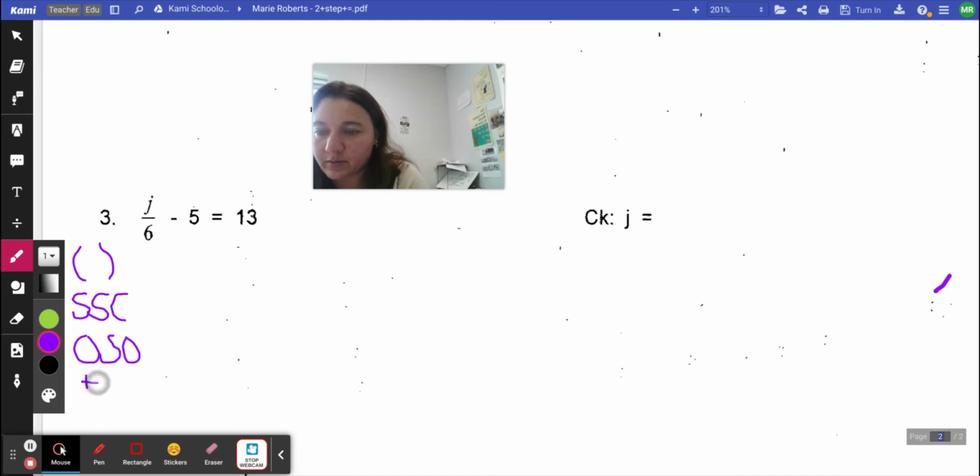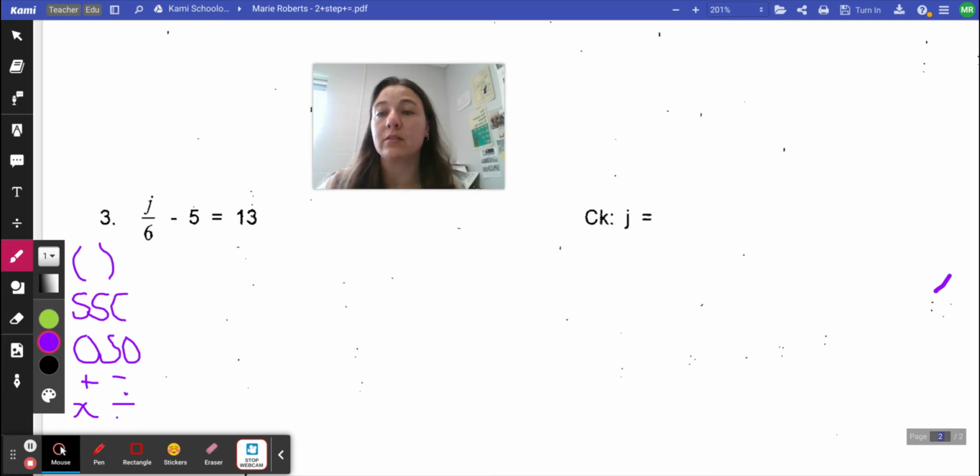Is there any plus or minus? Is there any multiply or divide? So number 1, do you see any parentheses? And the answer is no. There's nothing to distribute or simplify inside the parentheses.